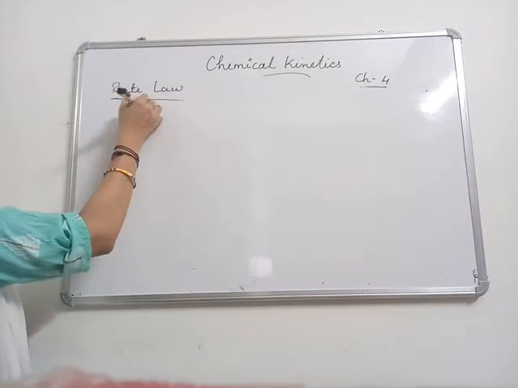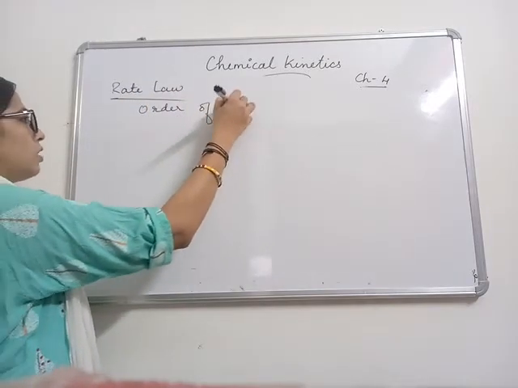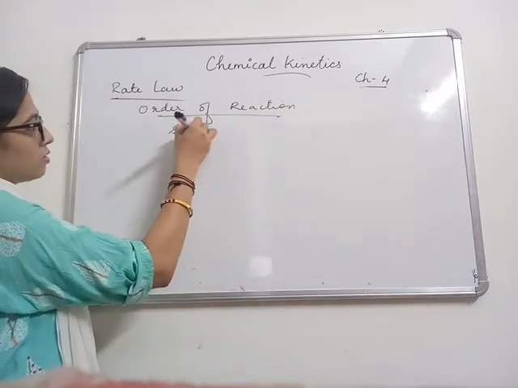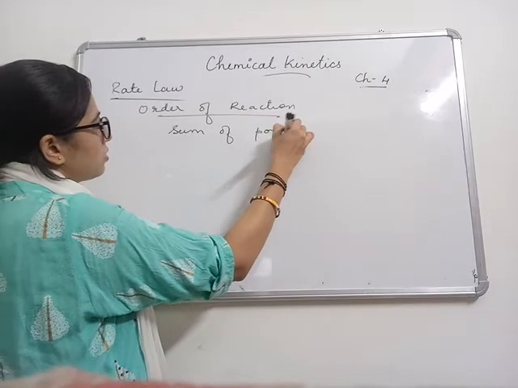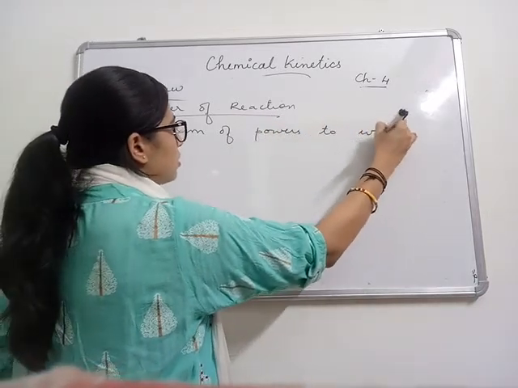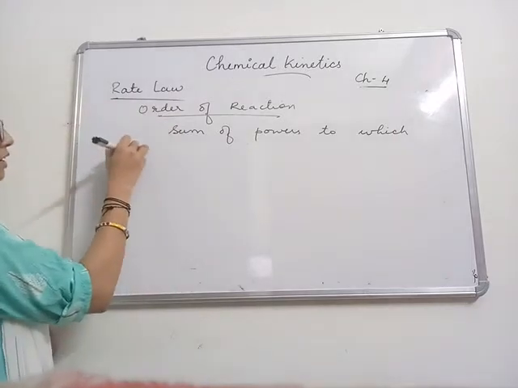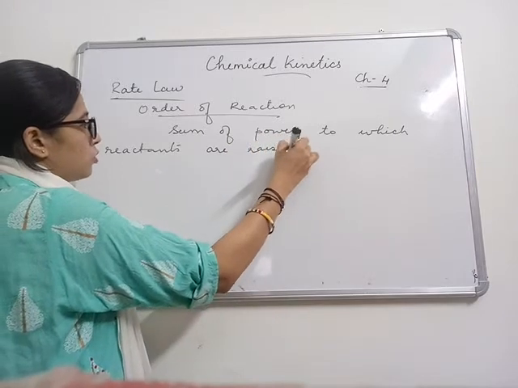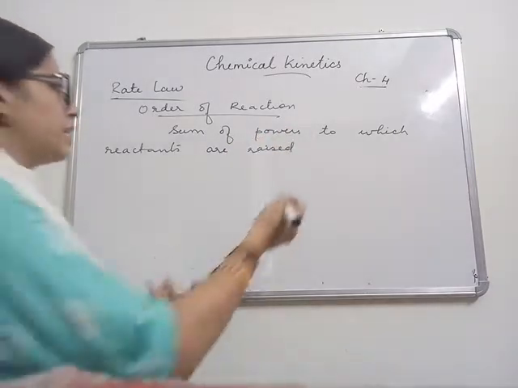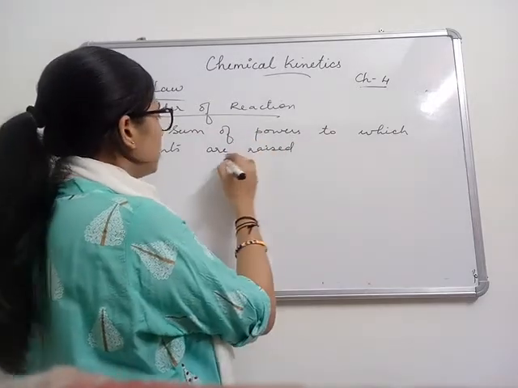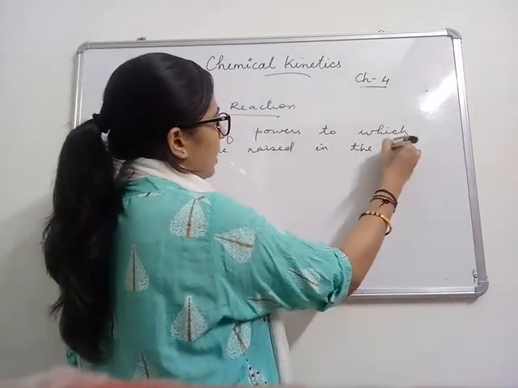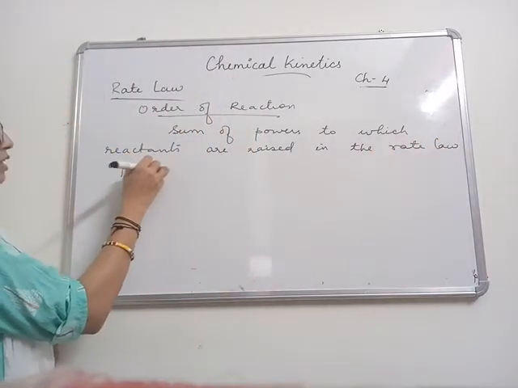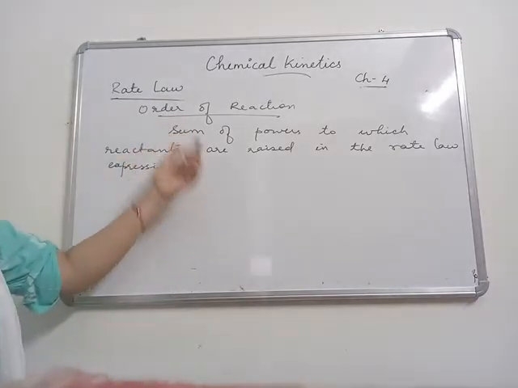नाउ हियर वी लर्न अ टर्म कॉल्ड ऑर्डर ऑफ अ रिएक्शन. ऑर्डर ऑफ रिएक्शन है क्या, ऑर्डर ऑफ अ रिएक्शन इज द सम ऑफ द पावर्स टू विच द रिएक्टेंट टर्म्स आर रेज्ड. रिएक्टेंट टर्म्स कुछ पावर से रेज हैं, कहां पे, इन द रेट लॉ एक्सप्रेशन. सो इट इज द सम ऑफ द पावर्स टू विच रिएक्टेंट्स आर रेज्ड इन द रेट लॉ एक्सप्रेशन. तो रेट लॉ एक्सप्रेशन में रिएक्टेंट्स की जो पावर है उसके सम को कहते हैं ऑर्डर ऑफ द रिएक्शन.